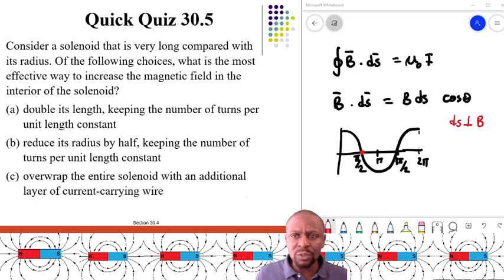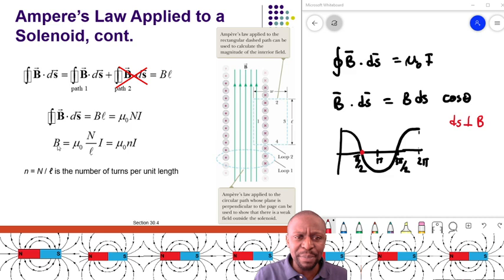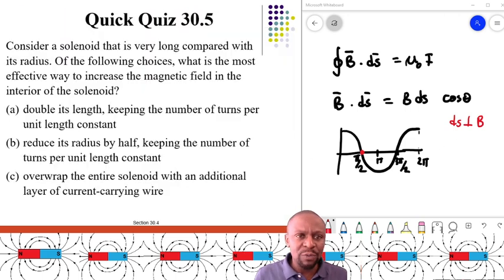Right, now let us do the following quick quiz. And I also want to show you that B will always depend on N, the number of turns. The more turns, the more magnetic field you will have. Right. Now let us do the following quick quiz.